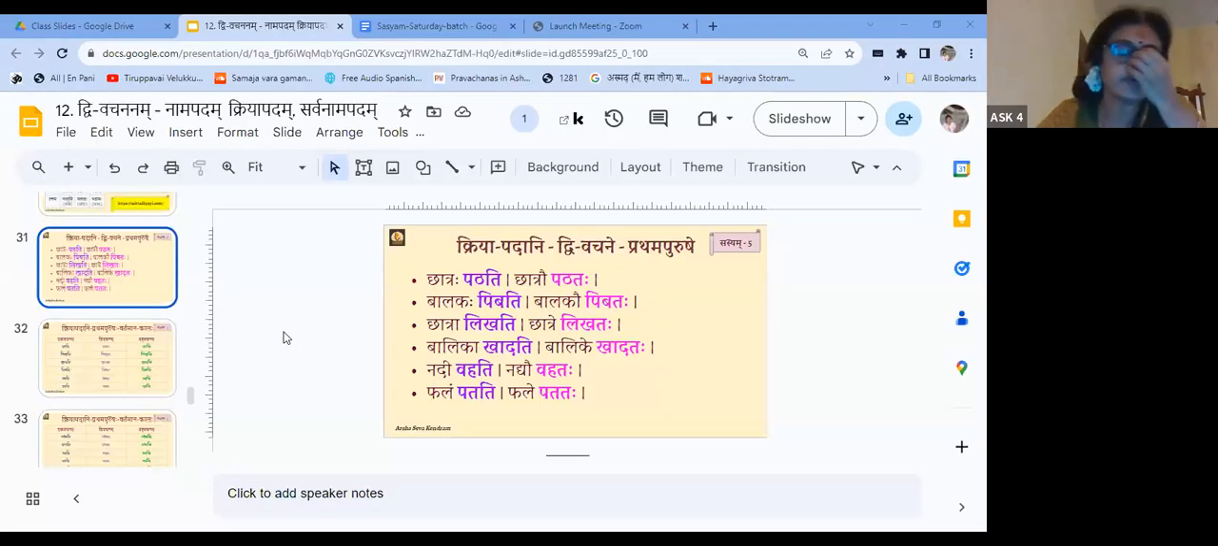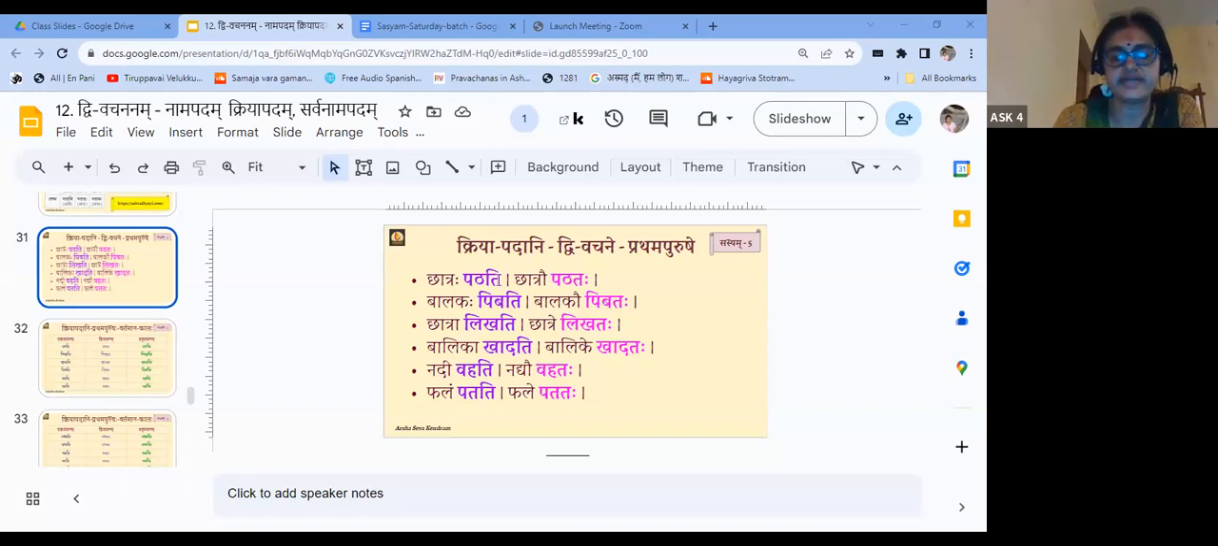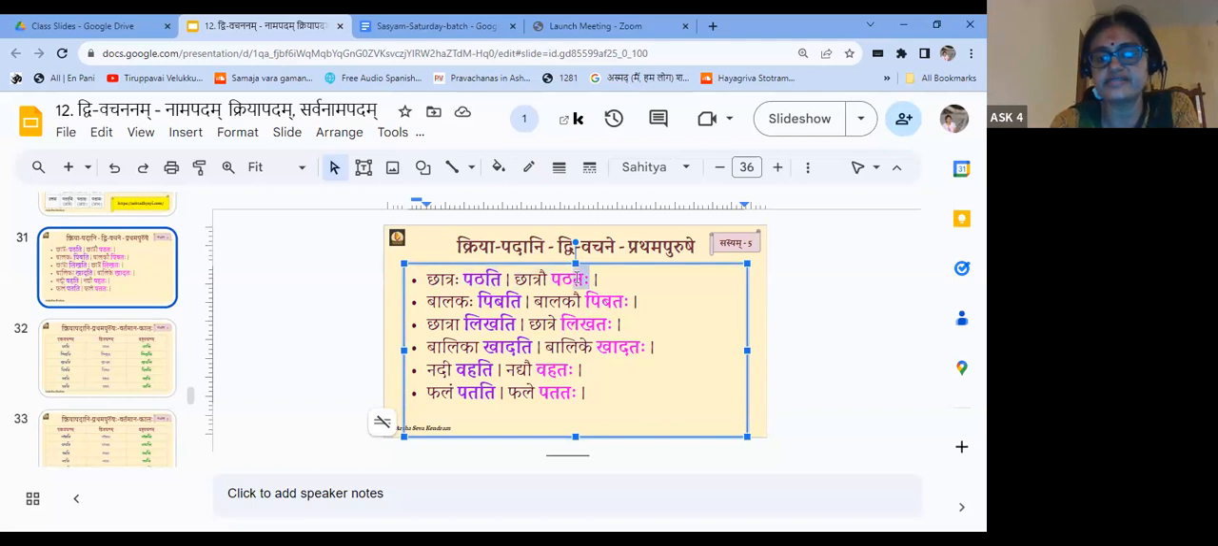Okay, so Lalita Mahodaya, first one. Chatraha patati. Chatrau patataha. So what is the meaning of Chatraha patati? Chatraha, student. Students studying? No, Chatraha patati is one student is studying. Chatrau patataha. The whole idea is to show you that here, patati changes to patataha when there are two.